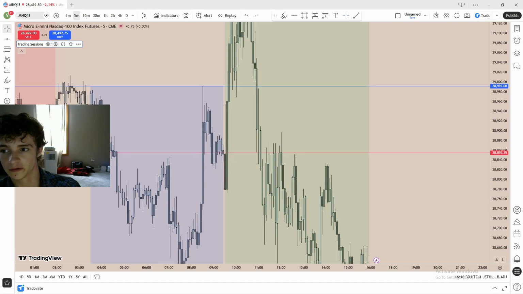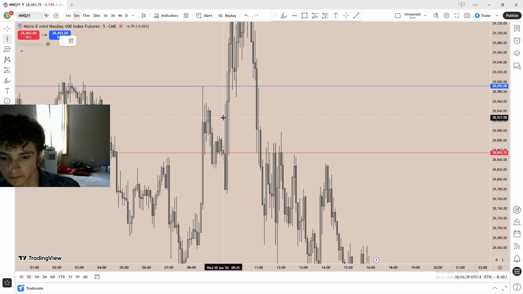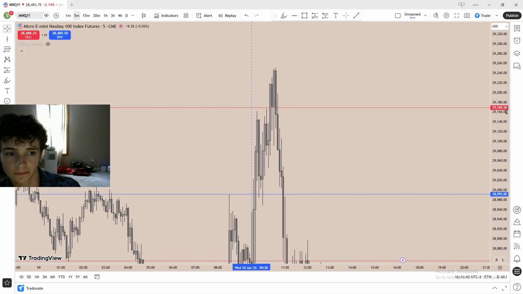Now I'm going to turn off the indicator so you can't see anything. But I'll mark out the session open. To this one? No, it's a little more back. Right here. Here we have the session open for NY marked.